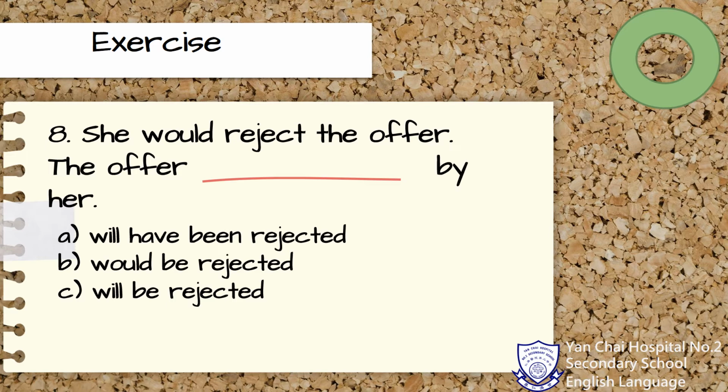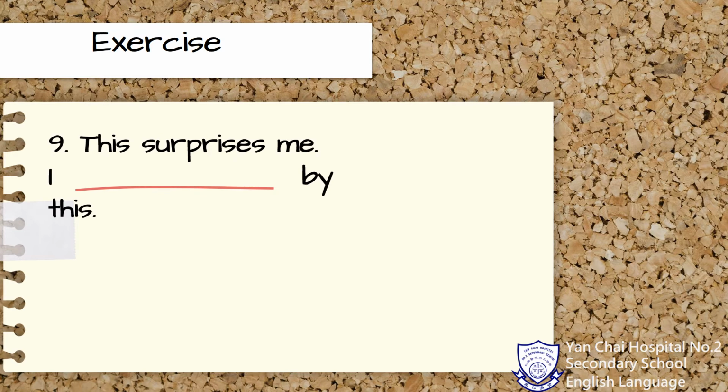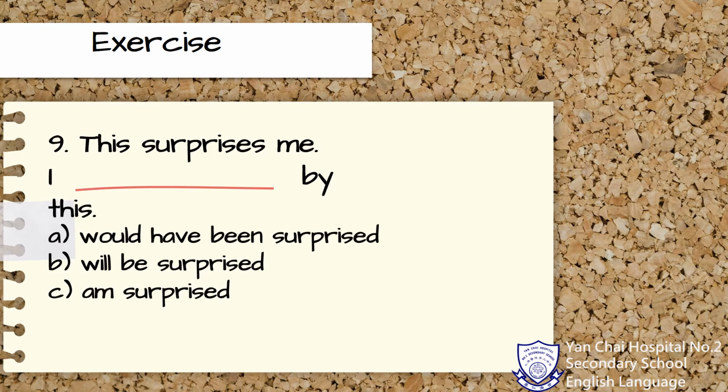So time's up. She would reject the offer. It's the active voice, but for passive voice, we need to add be. So that's why the answer is the offer would be rejected by her. So here, don't forget to change reject to rejected, which is a past participle. Number 9. You have 20 seconds.